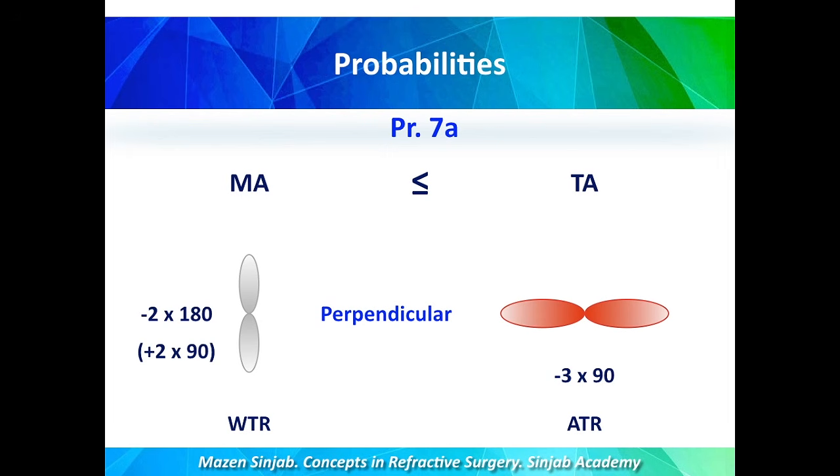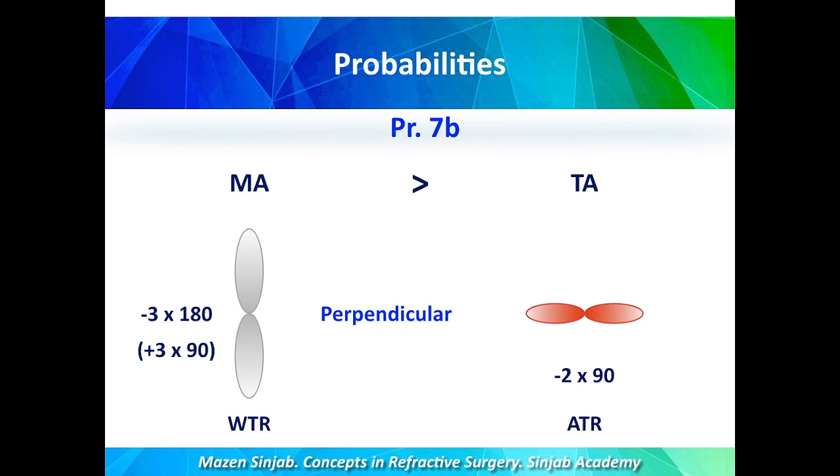Probability 7A. Manifest astigmatism is with the rule and equals to or less than the topographic astigmatism, which is against the rule. As in this example, manifest is -2 at 180 or +2 at 90, while the topographic is -3 at 90, and they are perpendicular to each other.